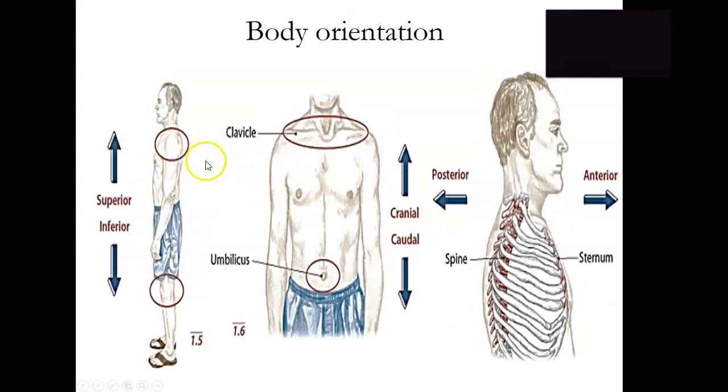Body orientation, superior, the top, inferior, below, craniocaudal, the head and the tail. This is a big one. Posterior and anterior. We're using this a lot in your different classes. Posterior is the back, anterior is the front.